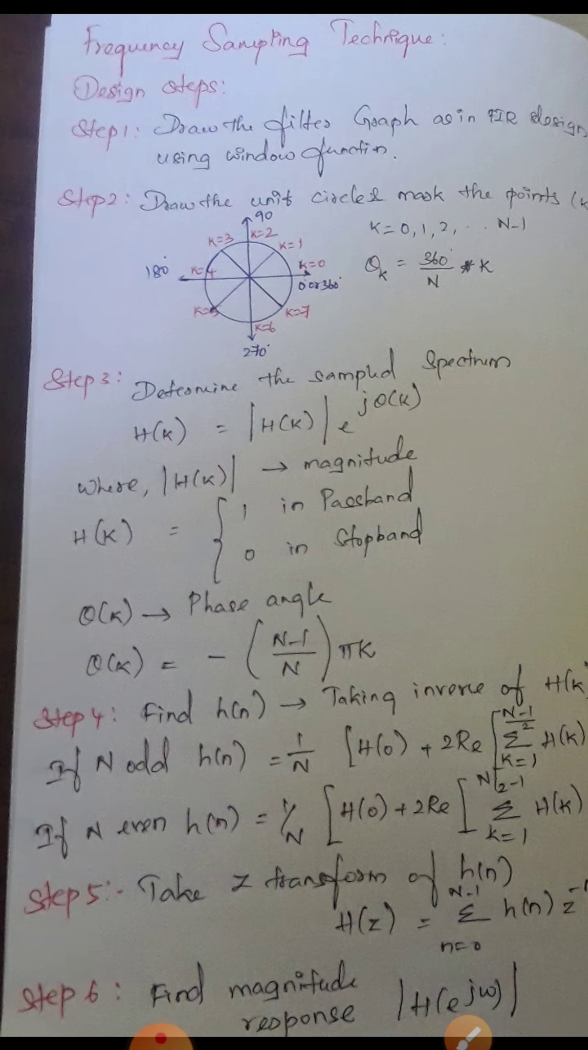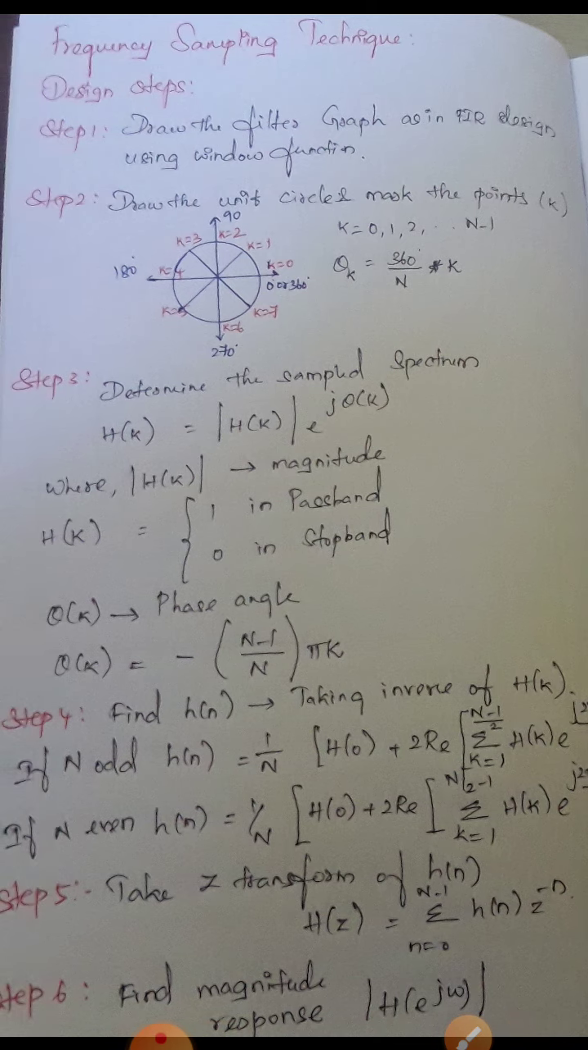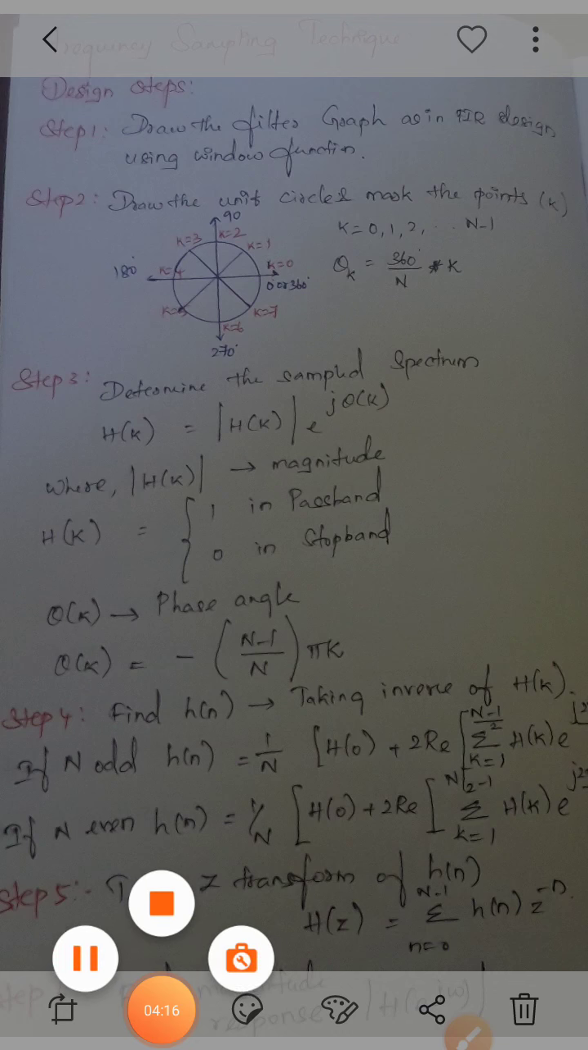Okay, then you have to take the z transform of this impulse response. After converting the impulse response, we already know about the inverse transform. You have to take it, then you have to find the magnitude spectrum. Okay.